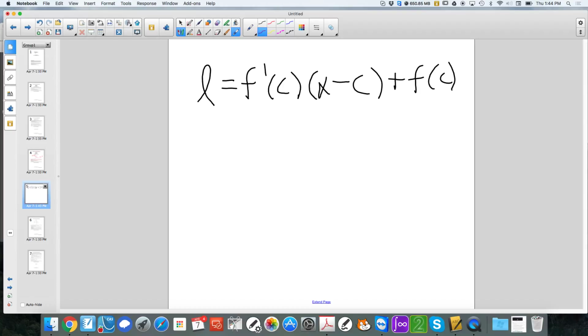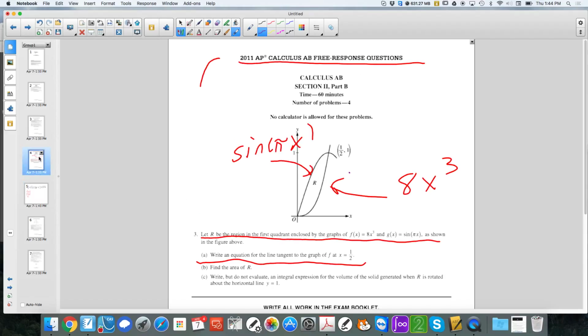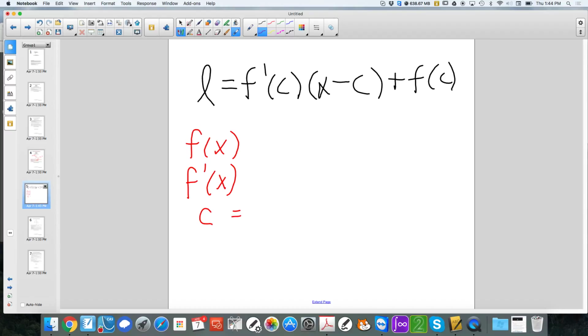So we're going to need a couple things. We're going to need a function we're going to work with, an f of x. We need the derivative of that function. And we're going to need to know what c value we're working at. So if we look back at the problem, we'll see f of x is 8x to the third. And the point we're using is x equals 1/2. Don't be fooled by that x. They're telling you where to start. There we see the problem. So c is equal to 1/2.